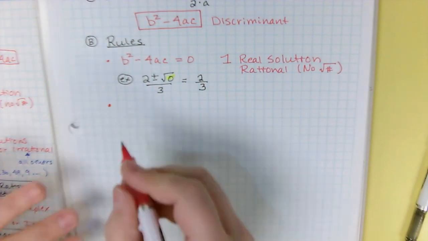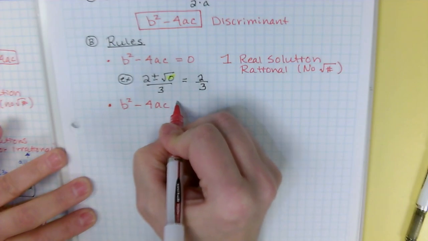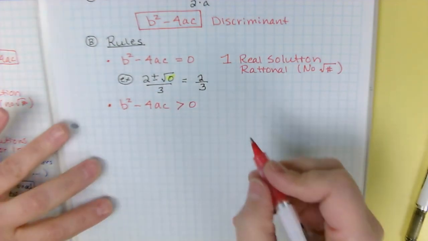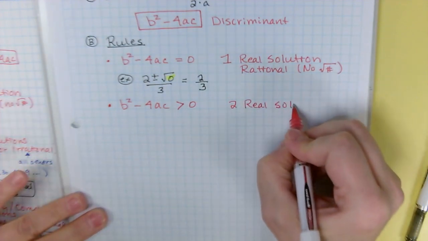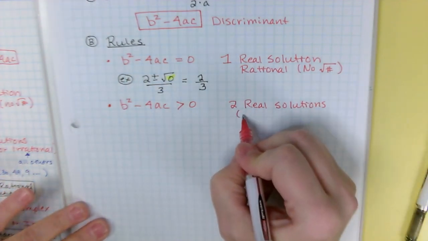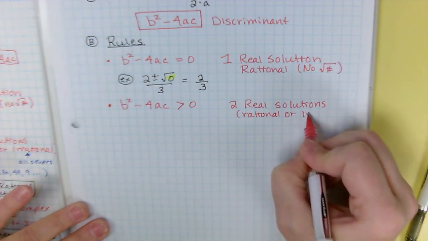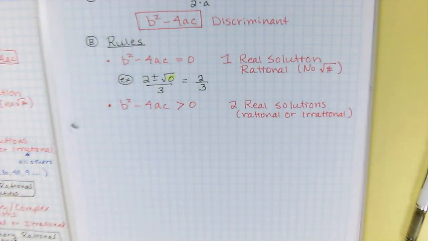Okay, second rule. If b squared minus 4ac is greater than 0, so it's any number greater than 0, it means you're going to have two real solutions. But these solutions could be rational or irrational. So they might have a radical, they might not have a radical.